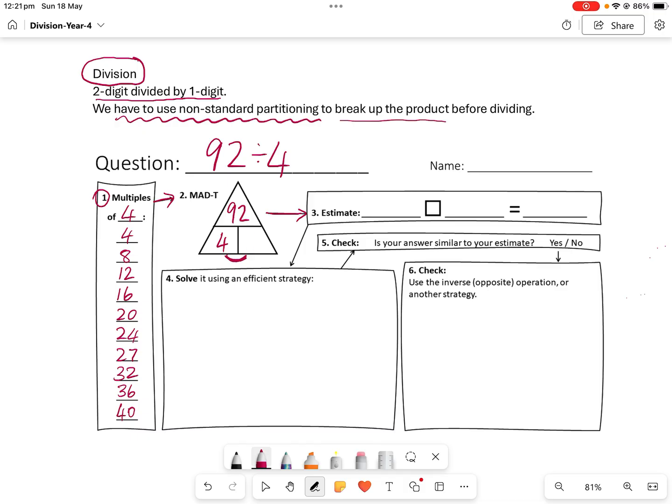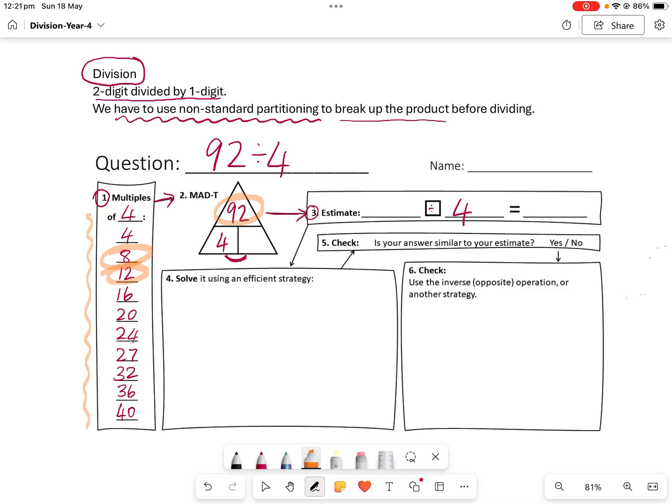Okay, the next step is to do our estimate. So I'm dividing by 4. So what's a friendly number that's close to 92 that can be divided by 4? When I'm having a look down at my multiples, I'm thinking, that's a bit tricky there because I know 4 8 10s are 80. So it could be like 80 but more than 80. Or I could go 120. That's a bit tricky, isn't it?